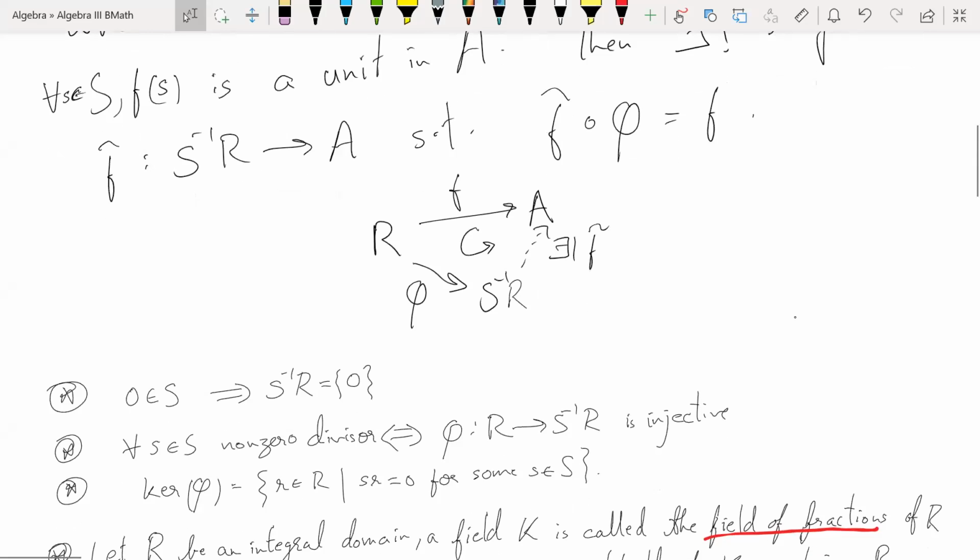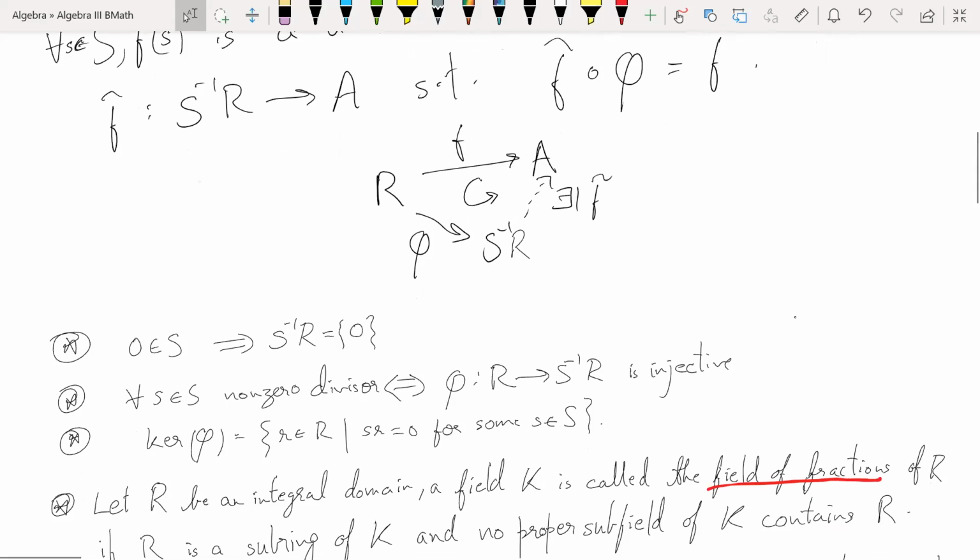In general, we saw that the kernel of phi is those elements r of the ring R such that s times r is 0 for some s in S. That's why if 0 belongs to S, then of course 0 times r is 0 for every r. So the kernel of this map becomes the whole ring, and hence S inverse R is the 0 ring.